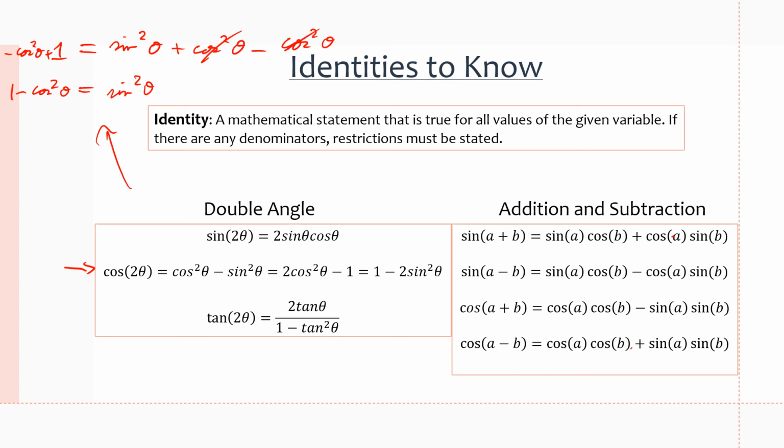Sine, you keep the same sign. Cosine, you change the sign to the opposite sign. And for cosine, it's cos first, then sine. And for sine, it's alternating, so sine and cos, and then cos and sine, right? So those are a few little tricks to help you remember those.